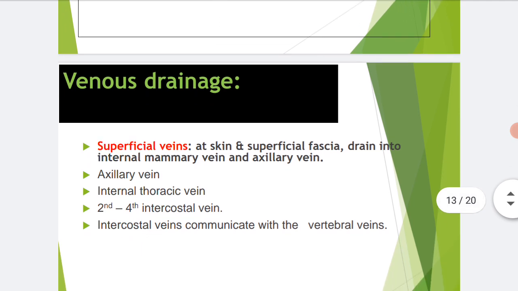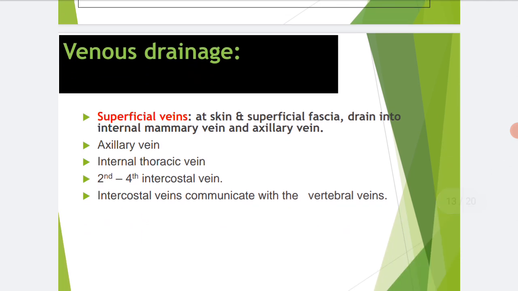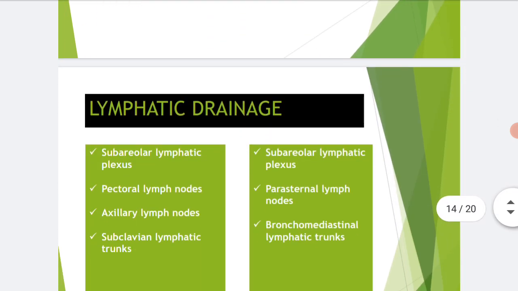Now the venous drainage. Superficial veins at the skin and superficial fascia drain into the internal mammary vein and axillary vein. These are the axillary vein, internal thoracic vein, and the second, third and fourth intercostal veins. Intercostal veins communicate with the vertebral veins.